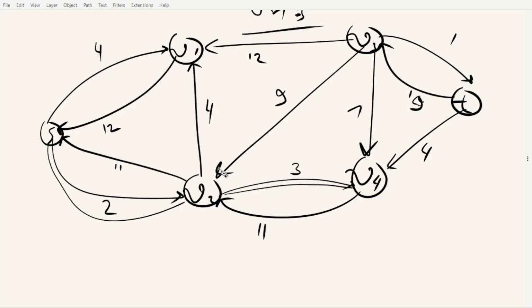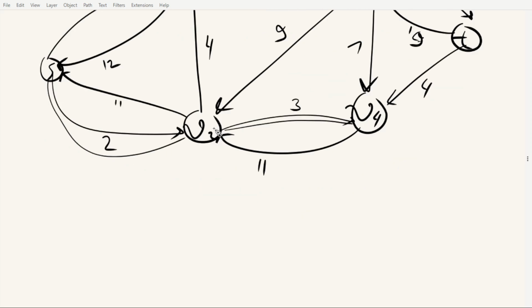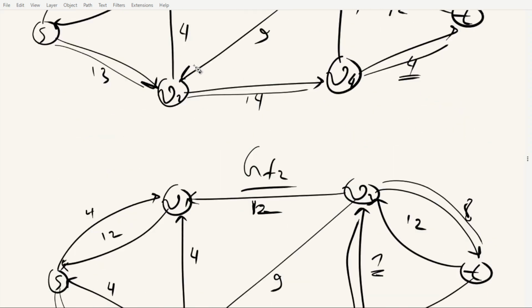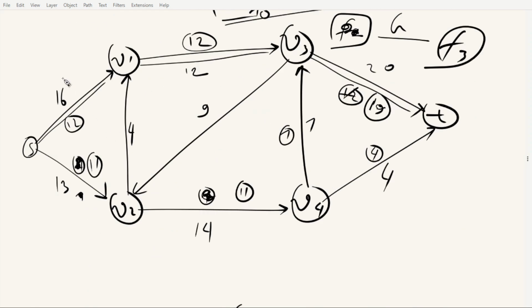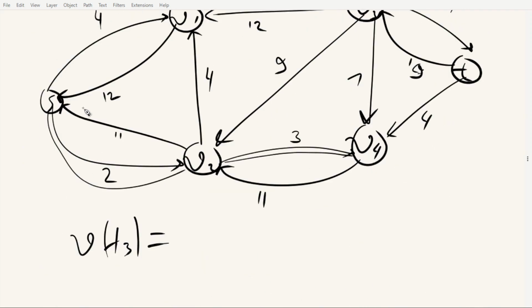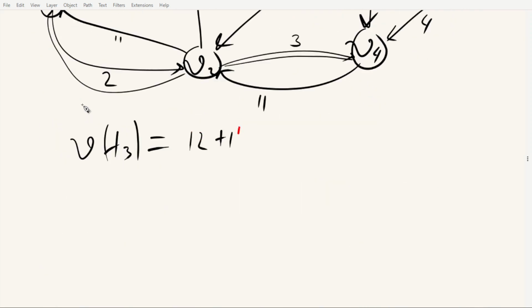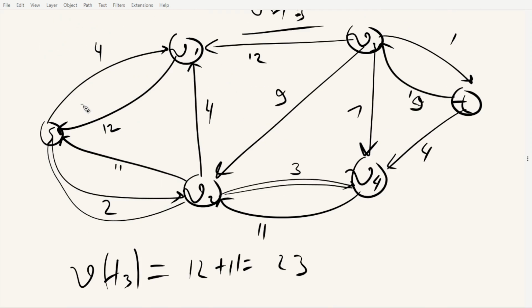So we conclude that the Ford-Fulkerson algorithm stops and we can find the value of the flow. The value of the flow F3 is the flow out of S. So flow out of S is 12 plus 11, which is 23.